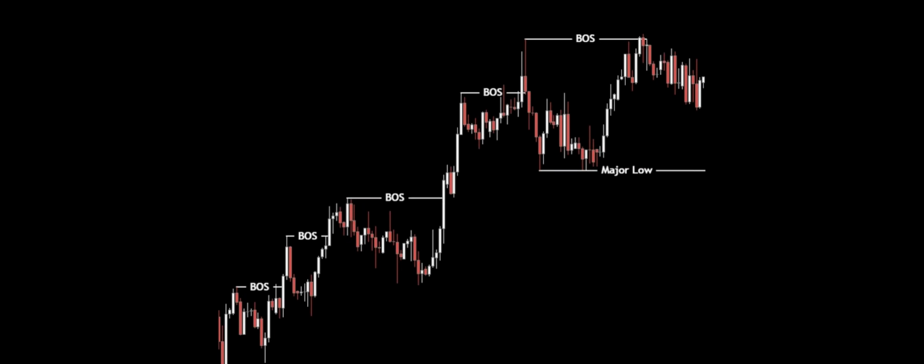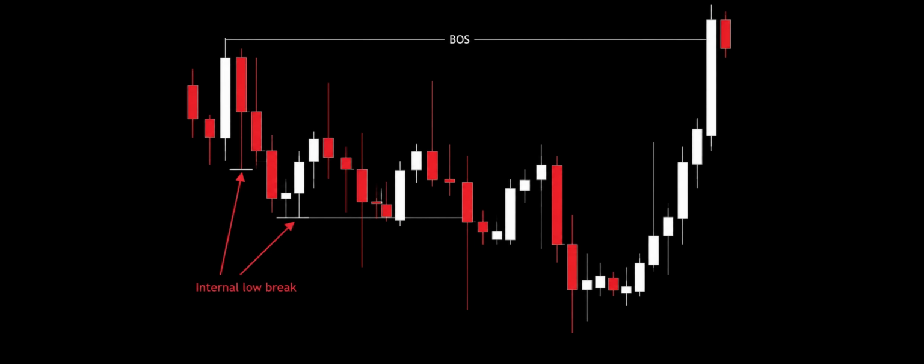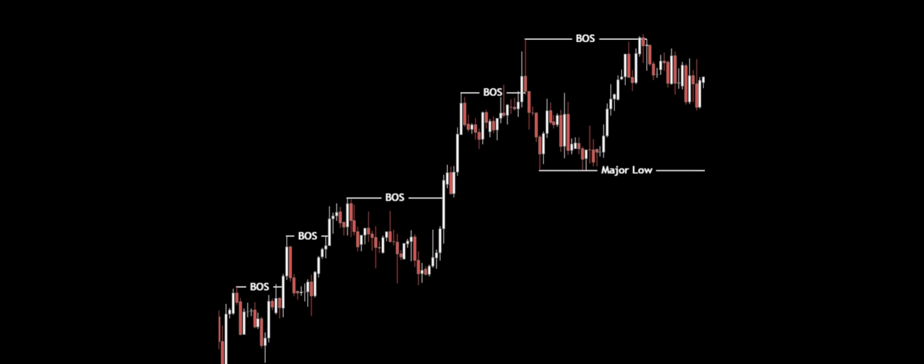Price can create red candles. Price can even break small internal lows. But if the major low is still protected, the main bullish structure has not fully changed. Now let's look at bearish market structure.